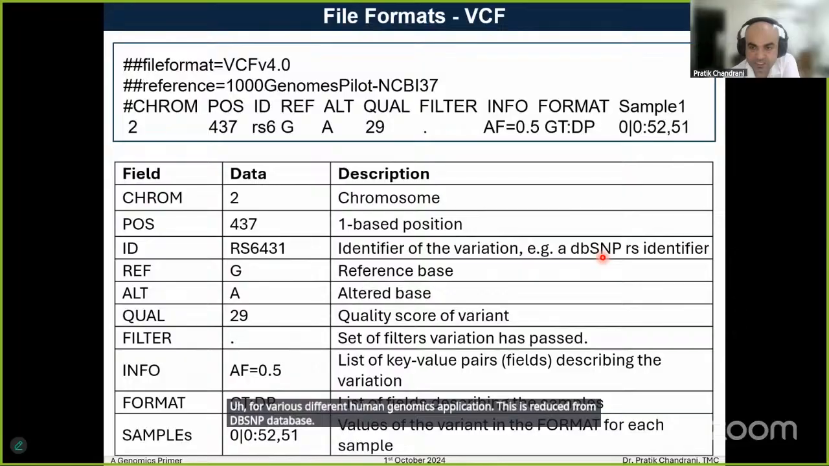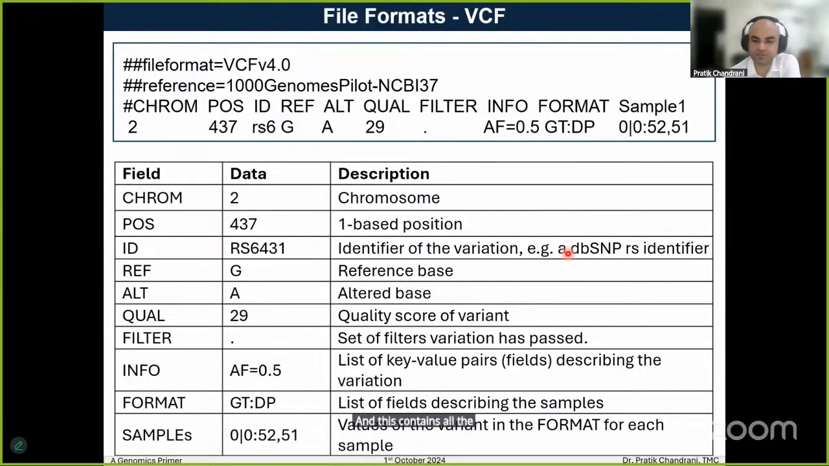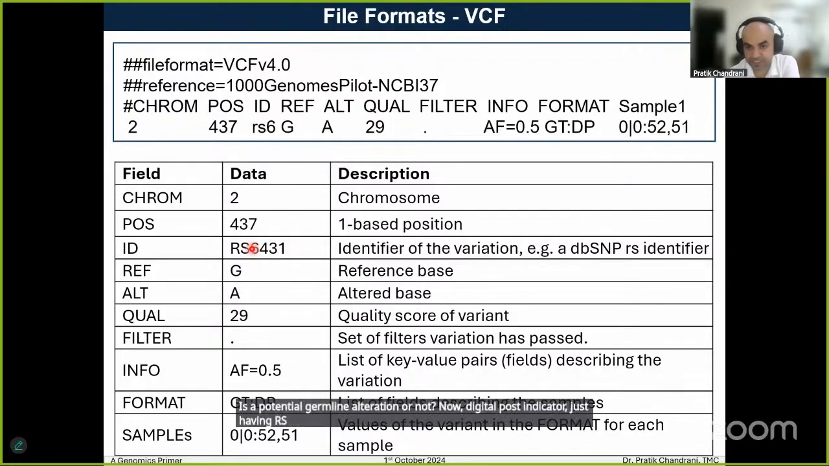dbSNP is a database of single nucleotide polymorphisms developed by NCBI, and this contains all the polymorphisms ever reported in human genomics. So this ID quickly allows us to understand whether the observed alteration is a potential germline alteration or not. Now, this is the first indicator. Just having an RSID does not mean that this is a polymorphism in this particular patient case.